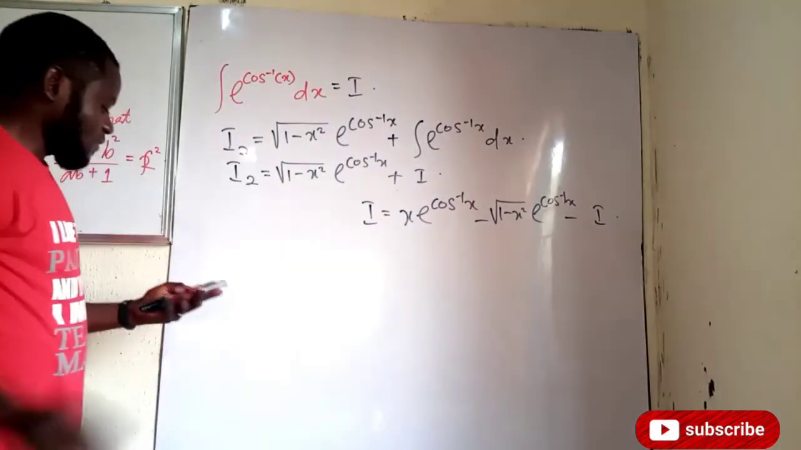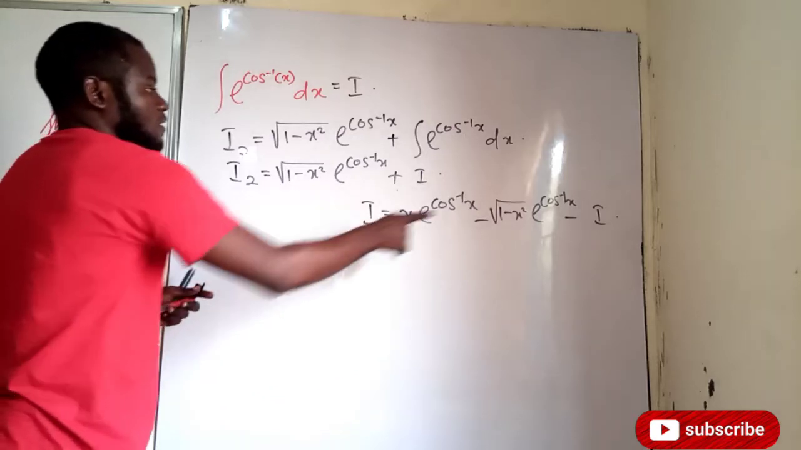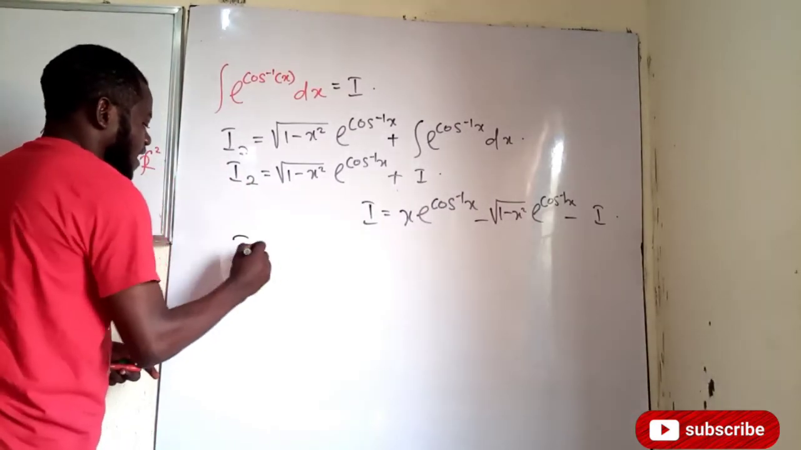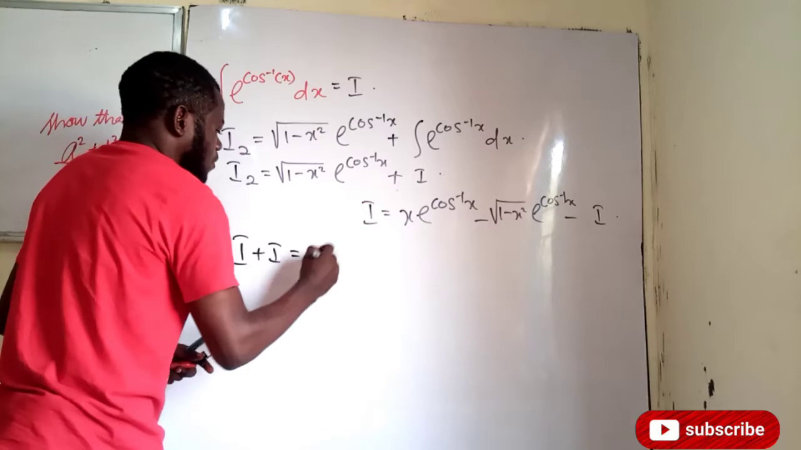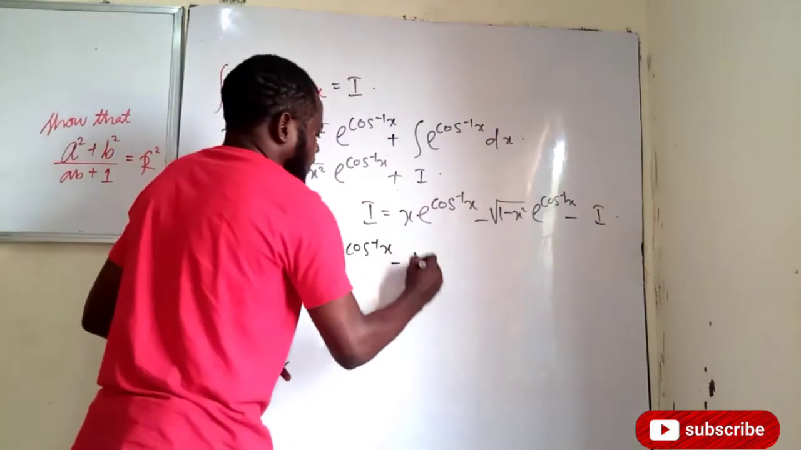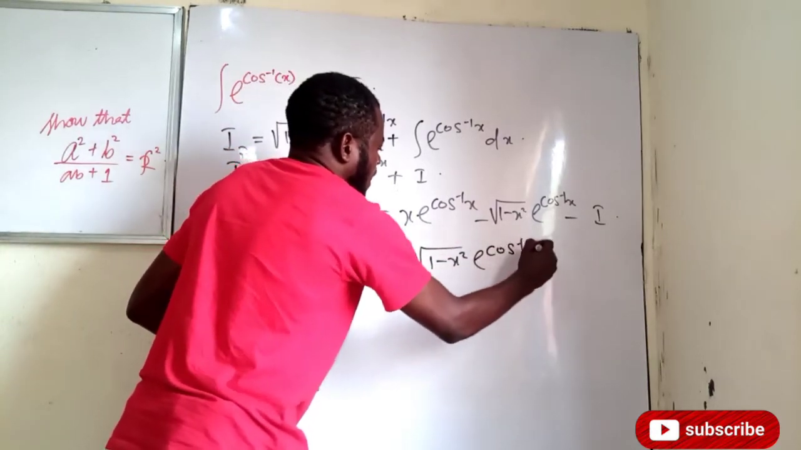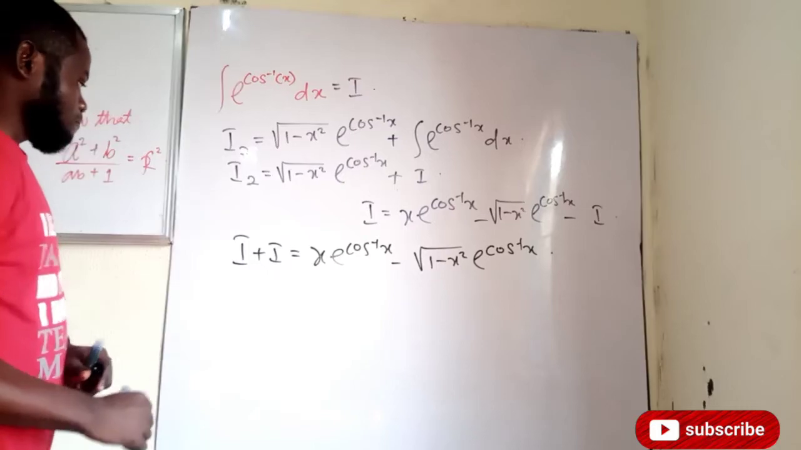So integral I, the I will come to the other side, then I have what? I plus I is equal to x e to the power of arc cos of x, then minus the square root of 1 minus x squared e to the power of arc cos of x, like that.